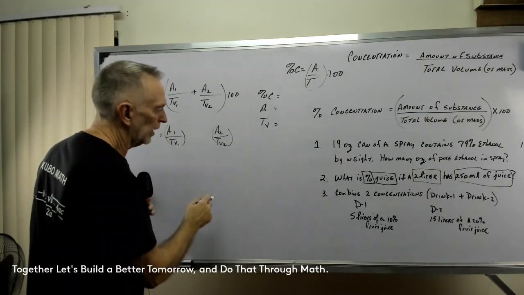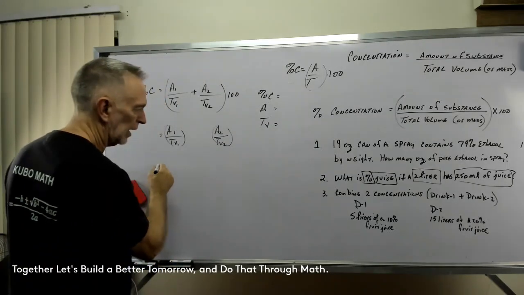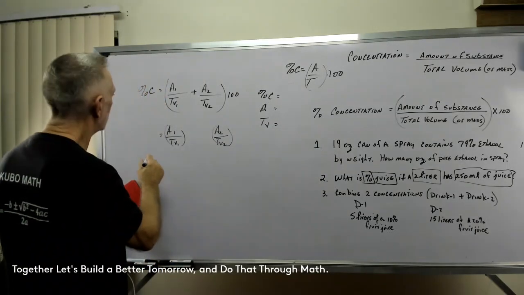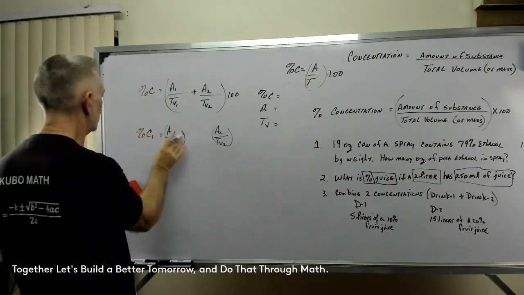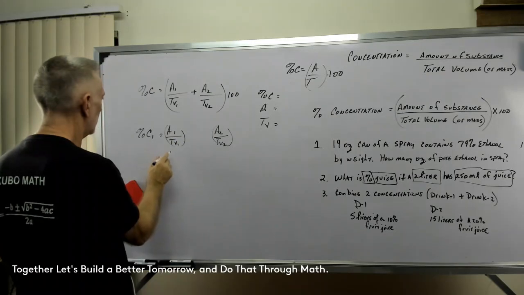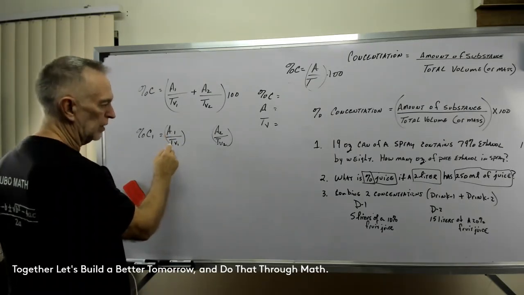So what did we have in A1? We had this situation here, percent C1. We'll just deal with this one. I don't know A1. That's my issue.